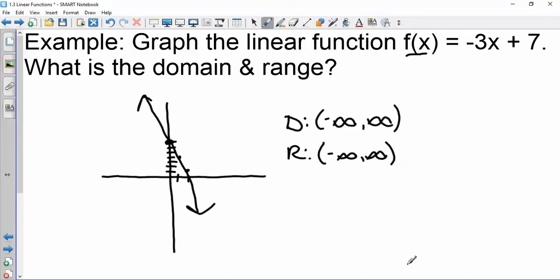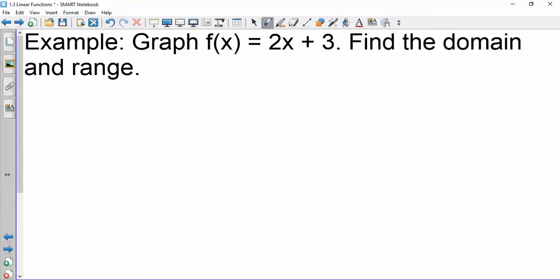All right. Is the domain and range of a line always negative infinity? Yes. Almost always. When would it not be? Whenever it's straight. If you have a horizontal or a vertical line. Otherwise, for any other line, it's automatically negative infinity to positive infinity. Okay. So you guys graph that one, give me the domain and range.